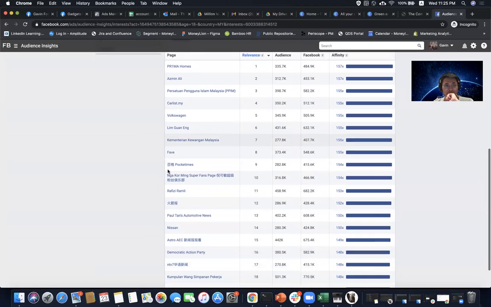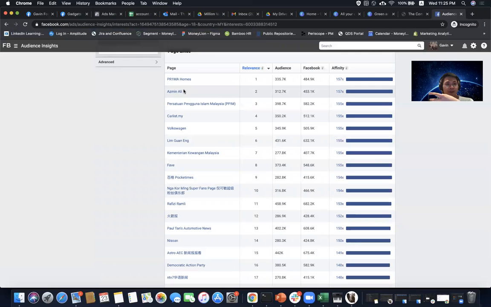So here you see how do we identify leisure interest and info interest, for example? Prima Homes, this is like, okay, somehow related to investment, property investment. Asmin Ali, this is not related to investment at all. This is probably like they are just following some politicians or influencers. So this is just their leisure interest.